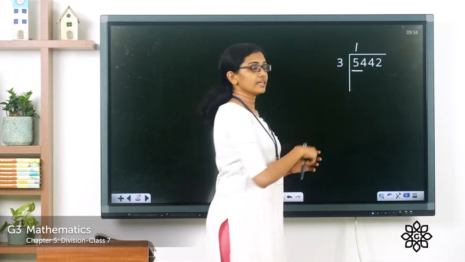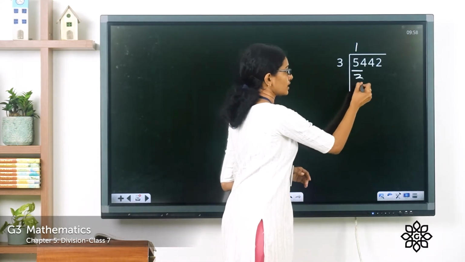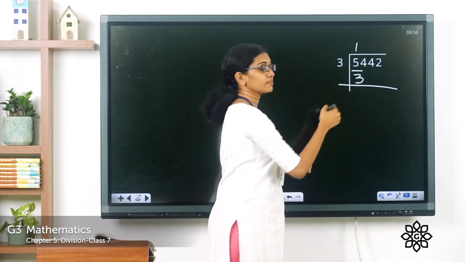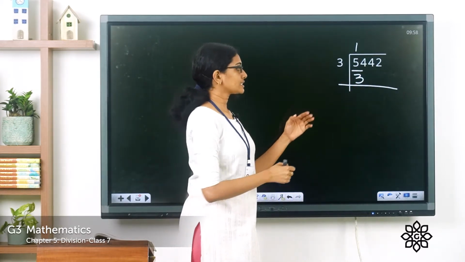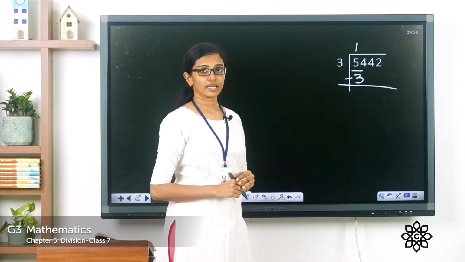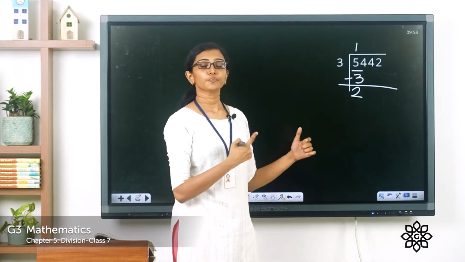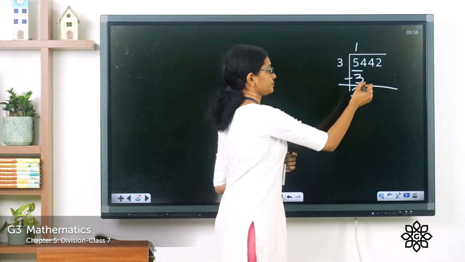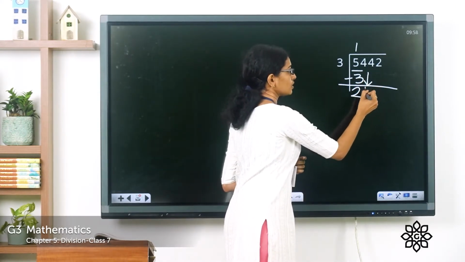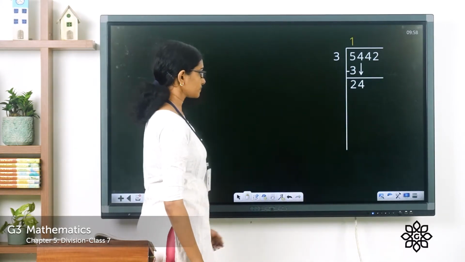So let's write it here. So 3 into 1 is equal to 3. So let's write it right below the digit 5. Now the next step is to subtract 5 and 3. So 5 minus 3 is equal to 2. And then bring down the next digit, which is the digit 4. So now we have the number 24 here.